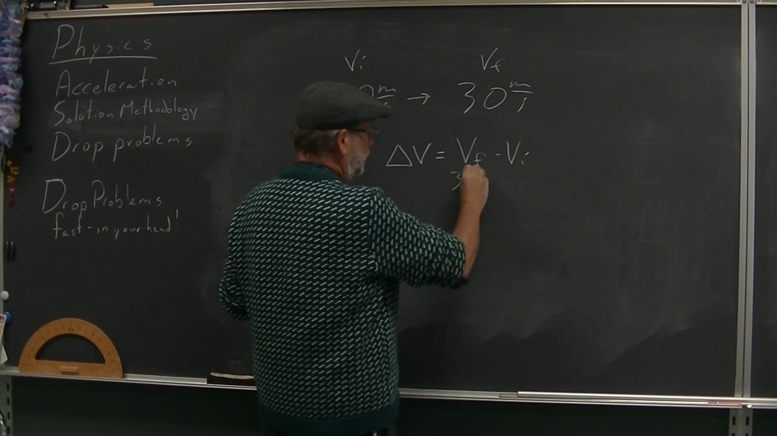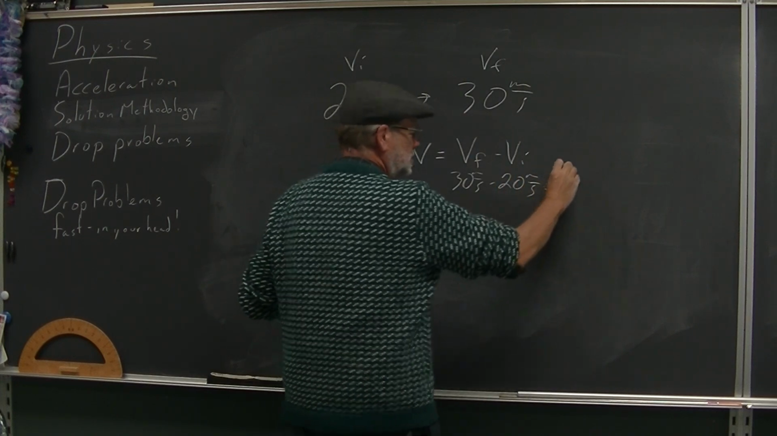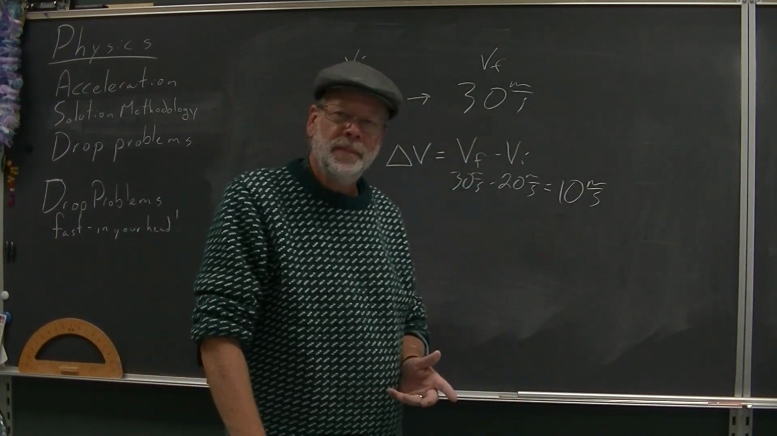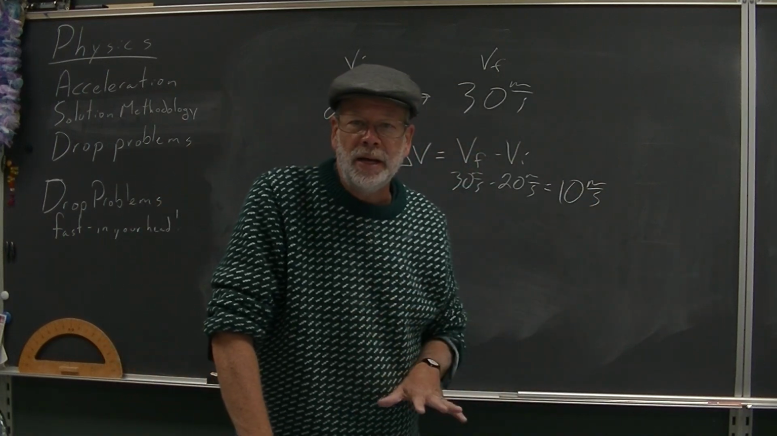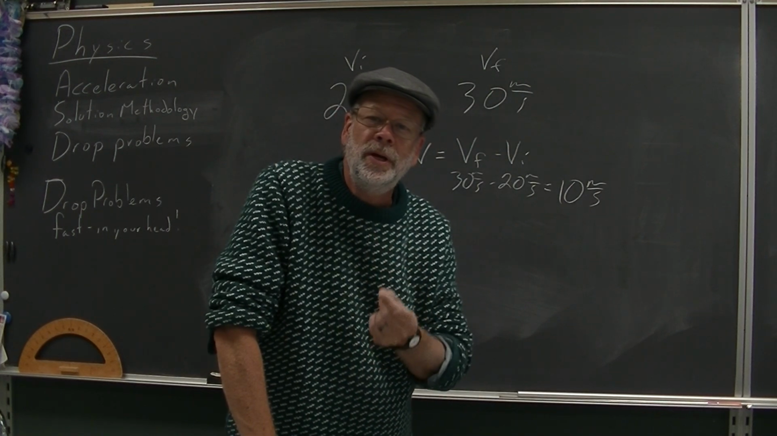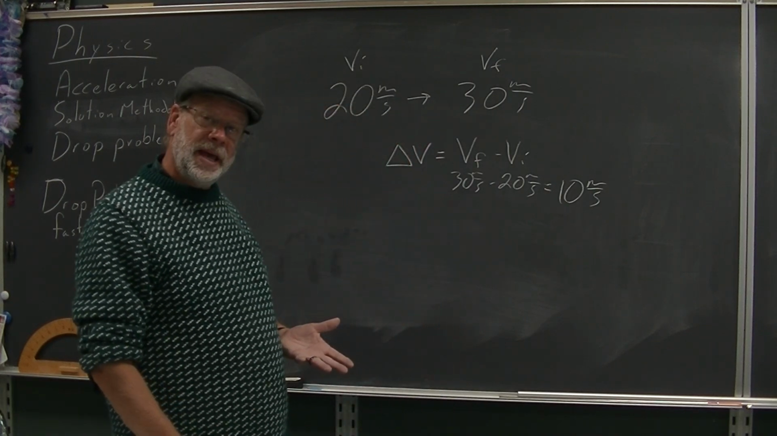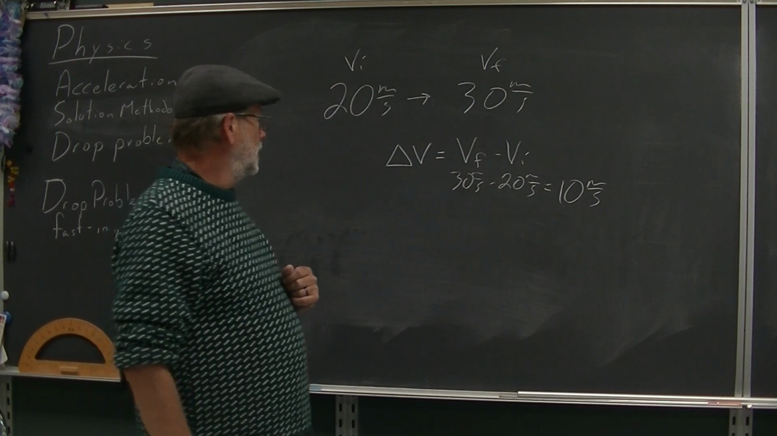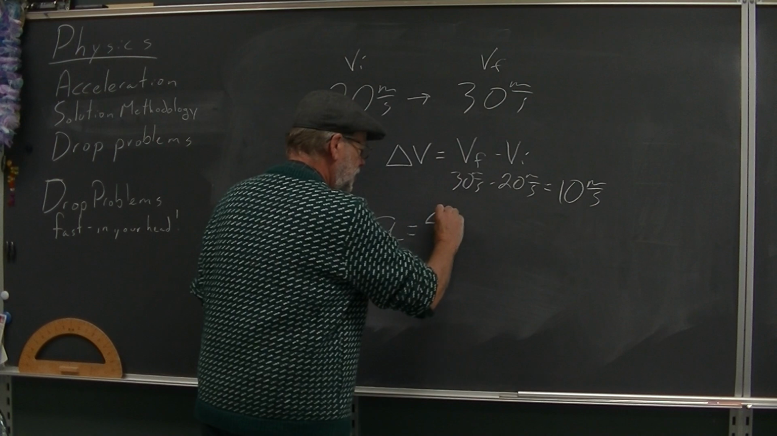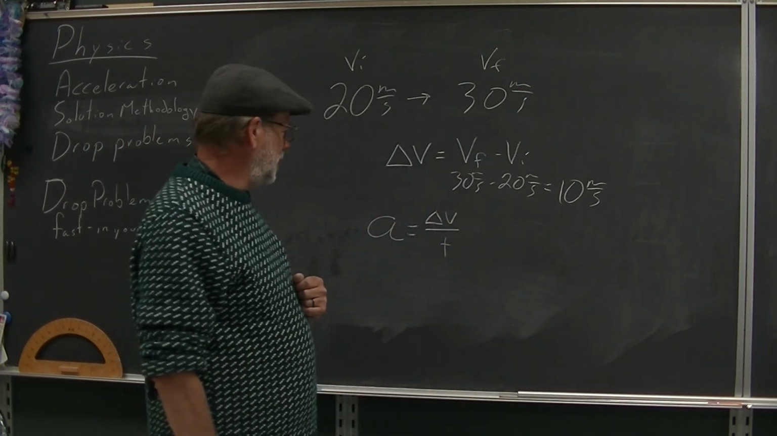Or 30 meters per second minus 20 meters per second equals 10 meters per second. Awesome! It's not acceleration. That's a change in velocity. But that change in velocity took place over a specific unit of time, over a specific time interval. Let's say it took you 5 seconds to change that velocity. Well now, the formula for acceleration is your change in velocity over time. What is that going to come out to be?